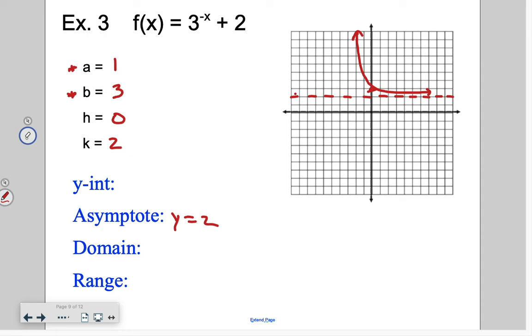Y-intercept's not too bad on this one because technically we already have it. It's on the graph. But if I plug in 0, 3 to the 0 power is 1, plus 2 more gives you 3. And like I said, it's already on the graph, so it just confirms that that is the y-intercept. Domain? All real numbers. Same thing again. Negative infinity to infinity. And range of this graph? 2 to infinity.